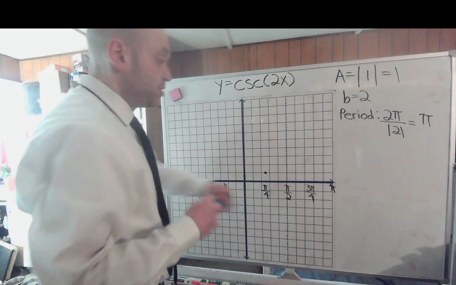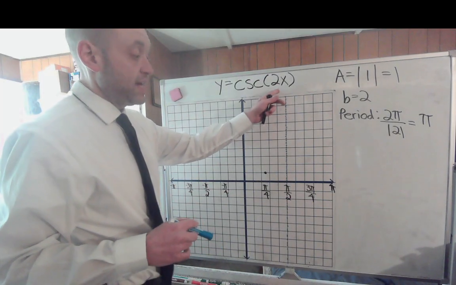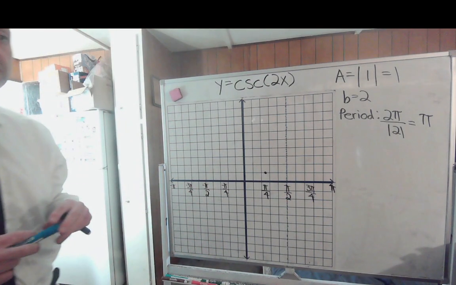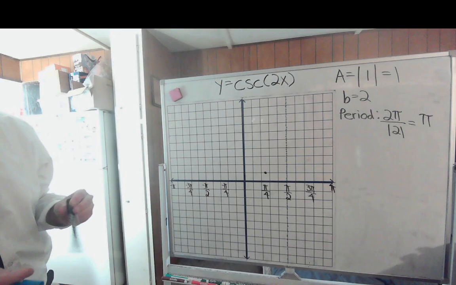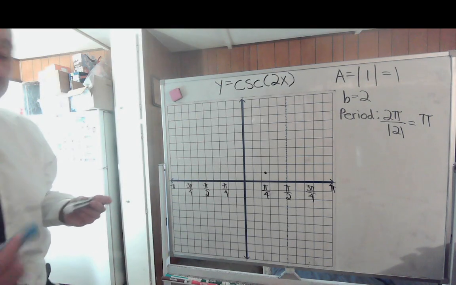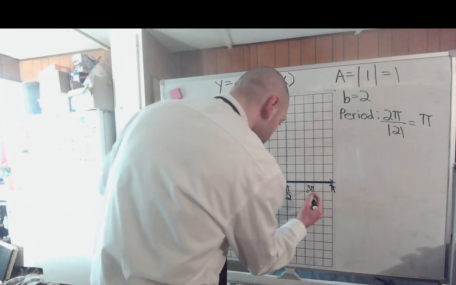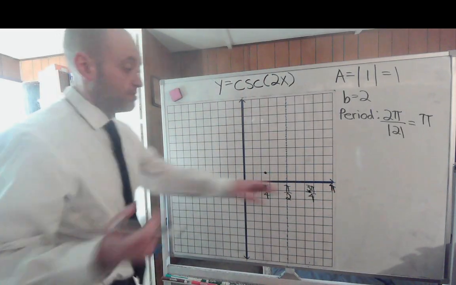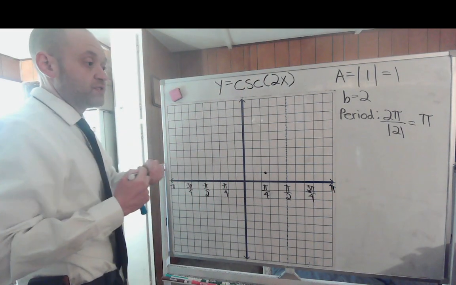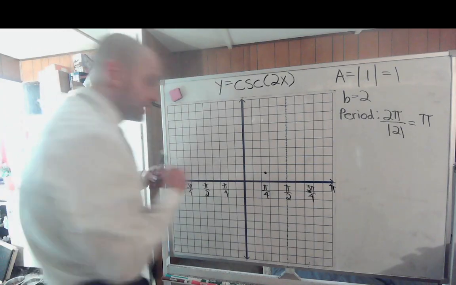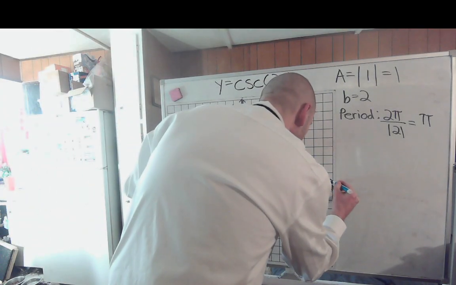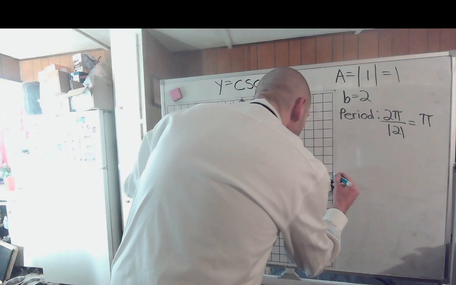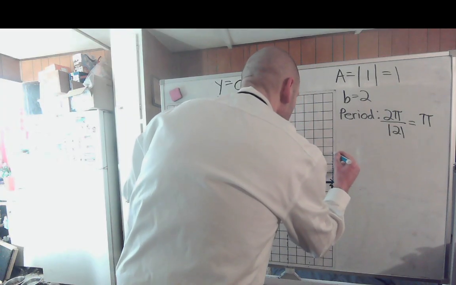X equals pi over 2 is an asymptote. Alright, now what if I put in 3 pi over 4? Take that times 2, you get 3 pi over 2. What's the cosecant of 3 pi over 2? That's negative 1. So that's going to go right here. And then if I put in pi, that would give me the cosecant of 2 pi, which would once again be undefined. So we'll have an asymptote at pi.